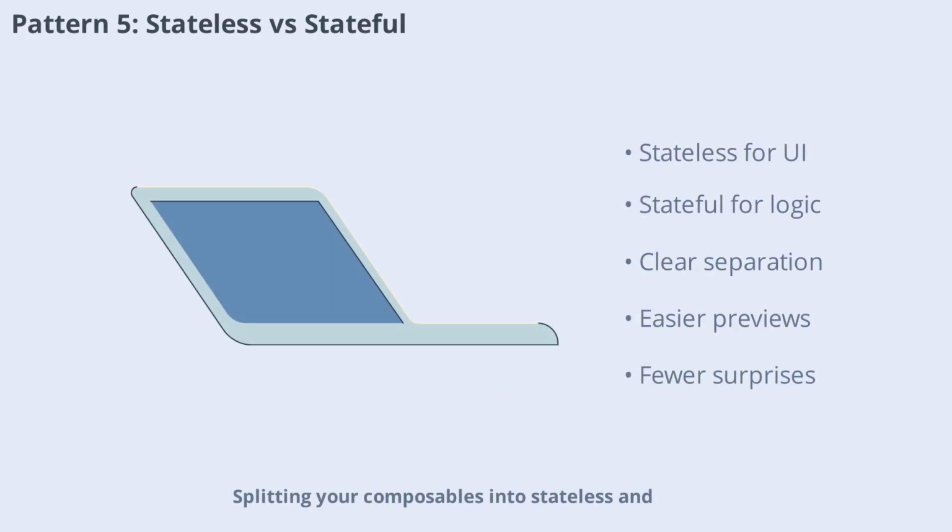Splitting your composables into stateless and stateful versions is a best practice. Stateless composables handle only the UI, while stateful ones manage logic and state. For example, a PasswordInputField can be stateless, receiving the password and an onChange callback. This separation makes your code clearer, easier to preview, and less surprising. It's a simple way to improve maintainability.